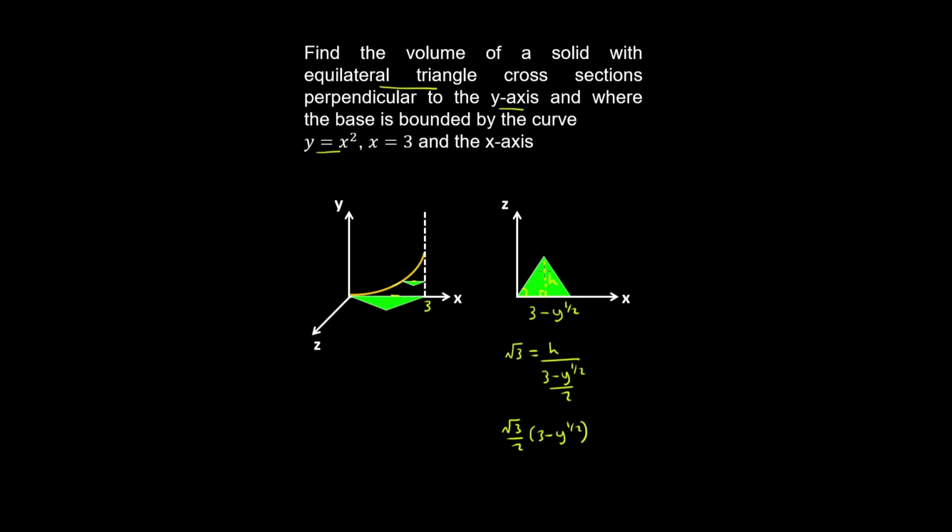and then multiplying this height by the base, which is (3 minus y)^(1/2), and then multiplying this by 1/2 gives the area of that triangle. And we assign a thickness in the y direction, so that's dy, which gives the volume of the section, and then we integrate from y equals 0 to y equals 3 squared according to this equation, and that gives us the volume of the solid.